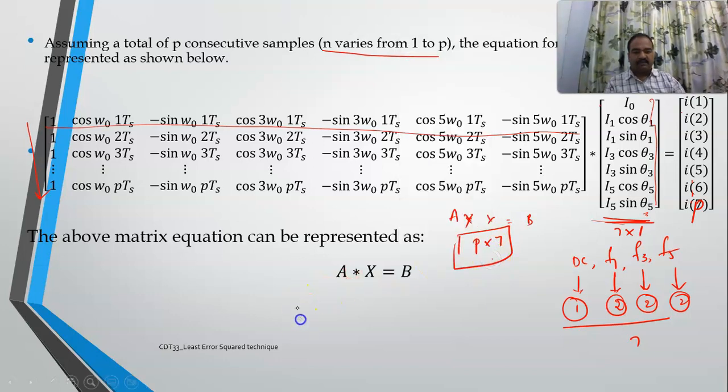So the order is: this is the A matrix, p by 7; this is 7 by 1; and finally this is p by 1. These are the p samples which you want to take. The minimum number of samples which you need to take is 7. That is the minimum.